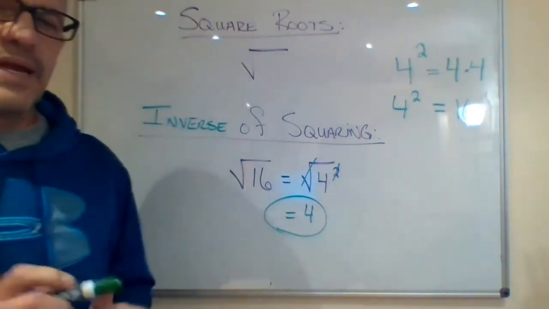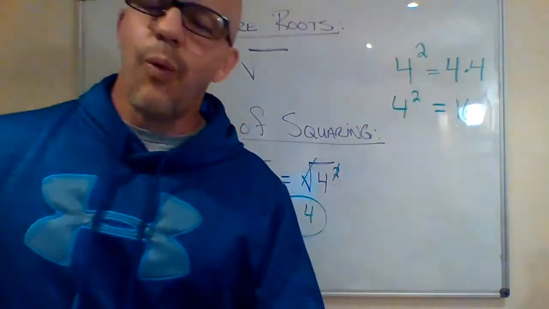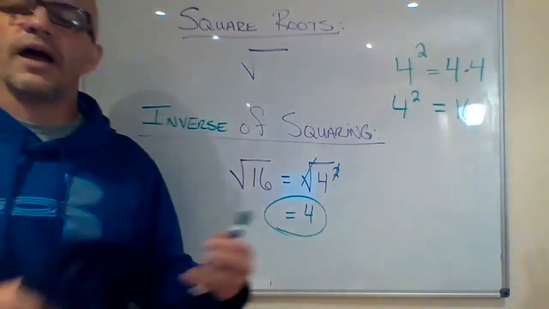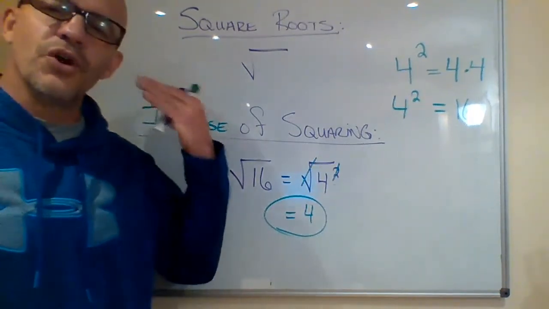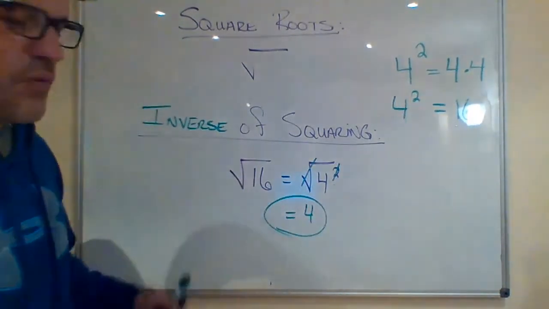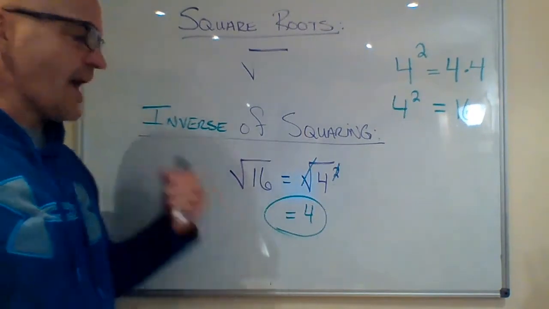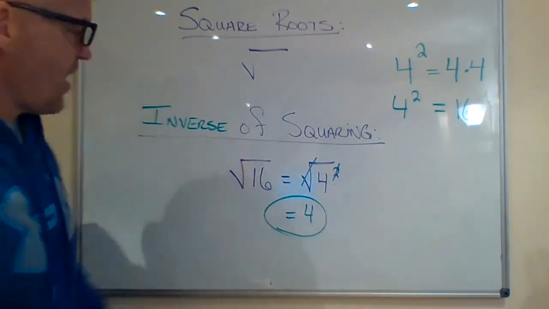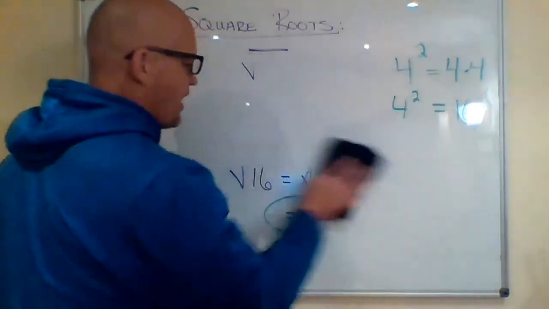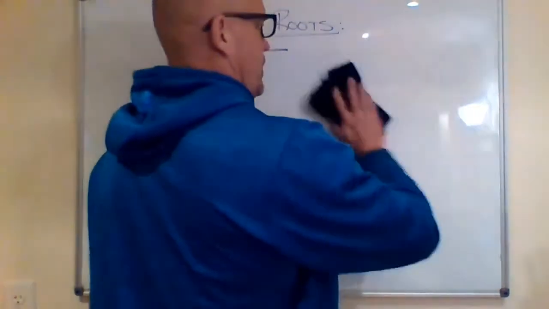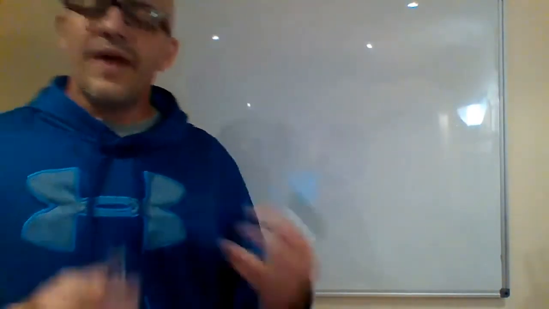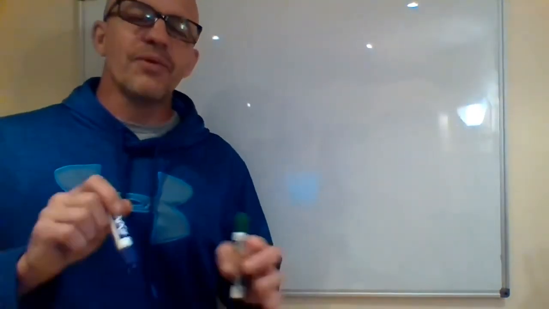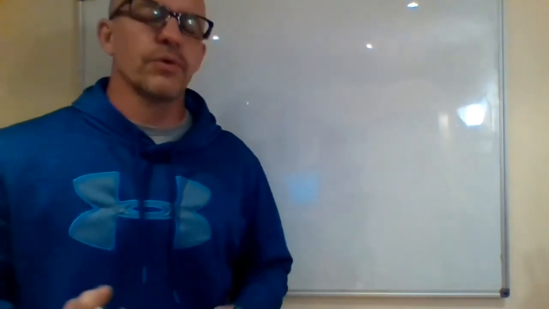So hopefully right now you're seeing the reasons as to why I've asked you to memorize your perfect squares. It's very hard to do a square root if you don't know what your perfect squares are. If we know 4 squared is 16, I can take the square root of 16. If I know that 7 squared is 49, I can do the square root of 49. So that's why it's important to memorize those things. Now, with that being said, it should be very, very easy to square root those nice perfect squares.